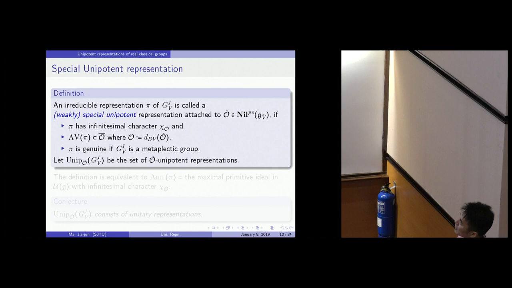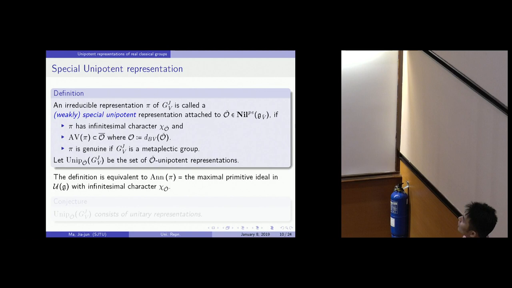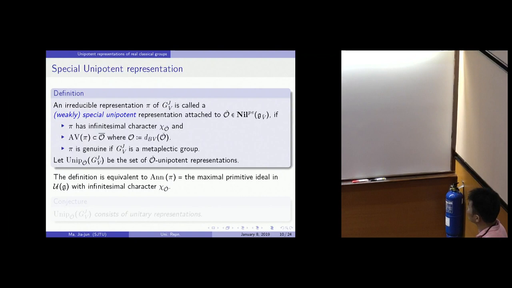Furthermore, if this G is a metaplectic group, we should assume that pi is genuine, meaning that the center of the metaplectic group acts faithfully. Then we collect the set of all representations satisfying this condition. We call this set the set of special unipotent representations attached to this purely even orbit. Again, this definition is equivalent to saying that the annihilator ideal of pi is equal to the maximal primitive ideal with this infinitesimal character. This can be proved by translating what Barbasch-Vogan has and using some considerations in theta correspondence.